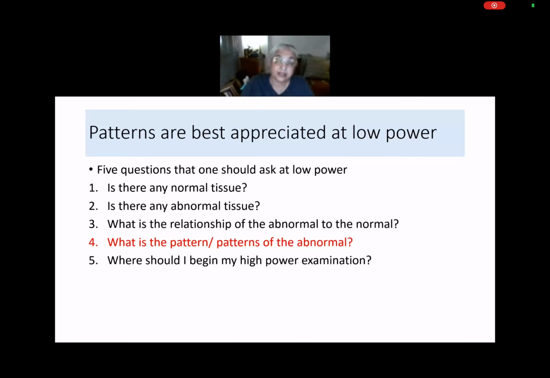If you're looking at something like skin, where is this abnormality? Is it in the epidermis? Is it in the dermis? Is it at the junction of the epidermis and dermis? Once again, it is about recognizing some pattern to where that abnormality is. Of course, the pattern of the abnormality is what we ask in question number 4. Number 5 is, where do you want to go and begin your high power examination.